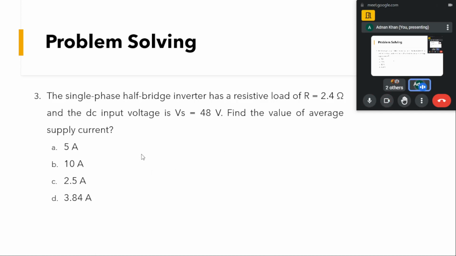So we can move forward with this third question. The single phase half bridge inverter has a resistive load of 2.4 ohms and the DC input voltage is 48 volts. What we have to calculate is the average value of the average supply current. So here the input voltage is given and the load is given.